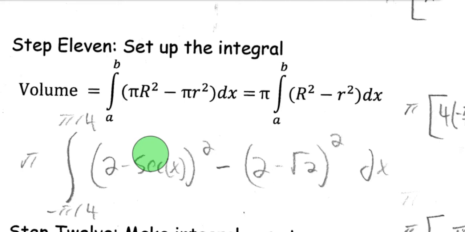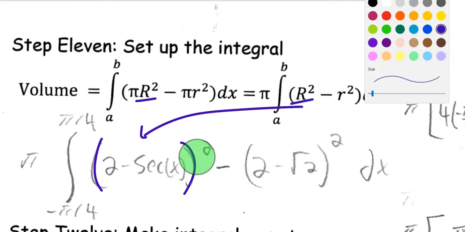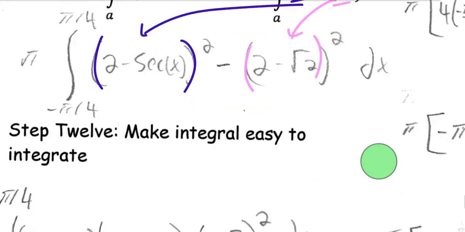Step 11 is to set up the integral. Again, it's pi big R squared minus pi little r squared. You can just pull a pi out and you're left with big R squared minus little r squared inside of your integral. Then just plug in your limits of integration from negative pi over 4 to pi over 4 of 2 minus secant of x. That's big R squared. So again, you're just taking big R and replacing it with what it's equal to, which you found in your previous step. And then you're finding little r and replacing it with what it's equal to and squaring it. Making sure to subtract, don't forget your dx.